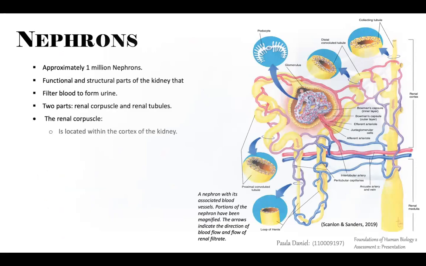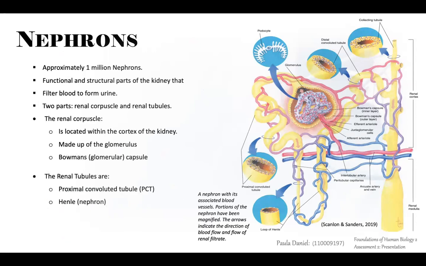The bulk of kidney tissue is made up of approximately 1 million nephrons. These are the functional and structural units of the kidney that filter blood to form urine. They consist of a renal corpuscle and renal tubules. The renal corpuscle is located within the cortex of the kidney. It is made up of the glomerulus, a network of capillaries surrounded by a filtration membrane tucked inside a Bowman capsule.